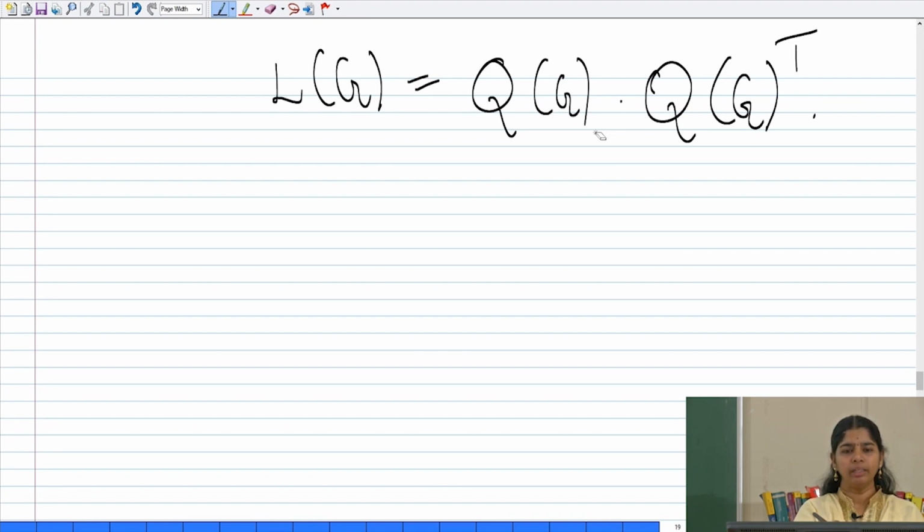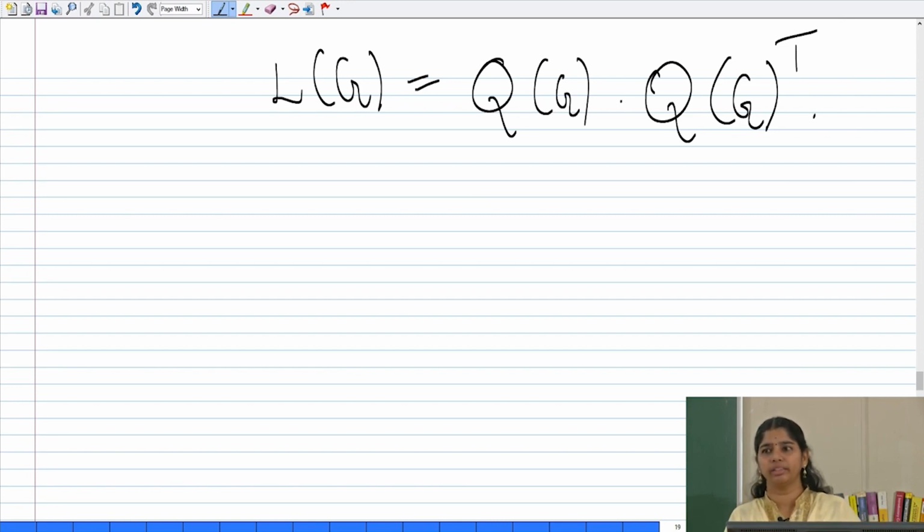Okay, so how do I get any ijth entry in this product? How does it look? Take the ith row of Q and the jth column of Q transpose, right. If you take that and multiply, when will an entry exist? If there is an edge in both directions, what will happen?